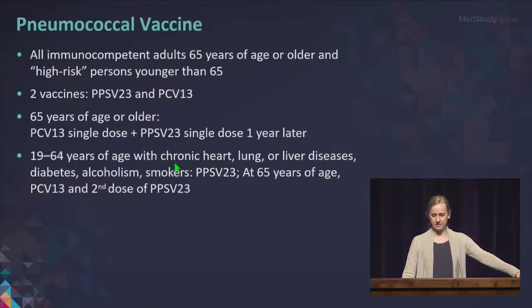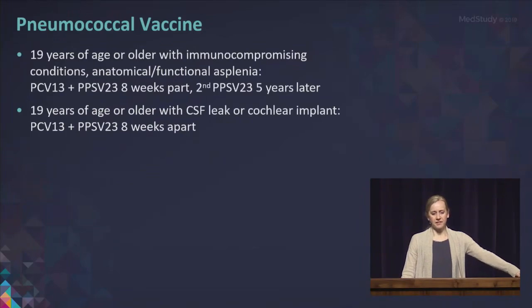So look at this list. These are all the people that get PPSV23. For the PCV13, the things that cause you to give it earlier are different and more specific, okay? So immunocompromising conditions, especially asplenia, right? So remember that pneumococcus is an encapsulated organism, and so if you're going to get a splenectomy, then you need to be vaccinated against pneumococcus, or a CSF leak or a cochlear implant, okay?